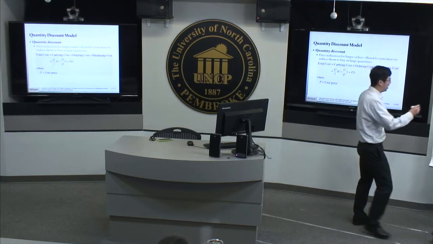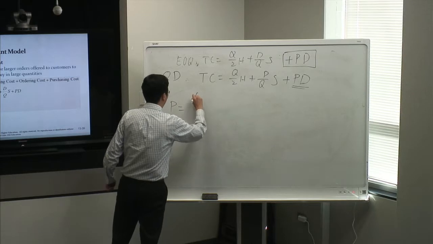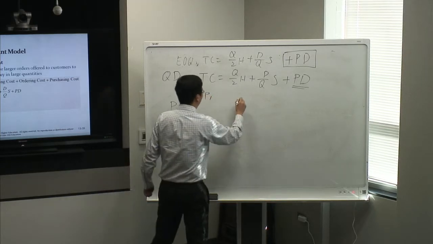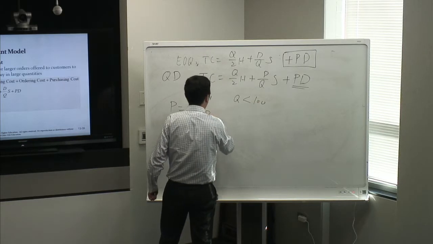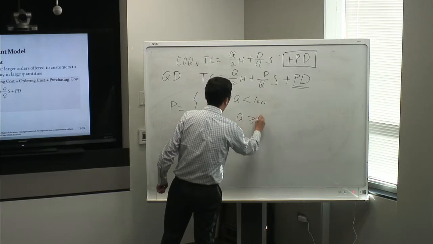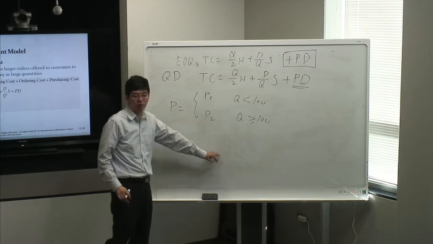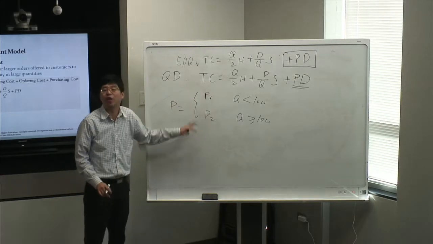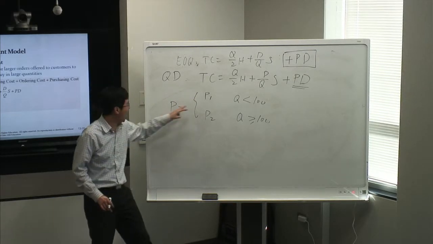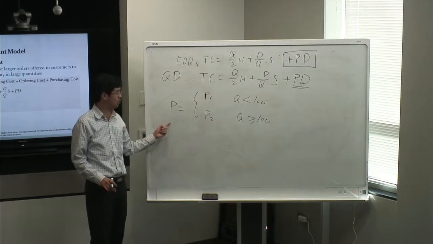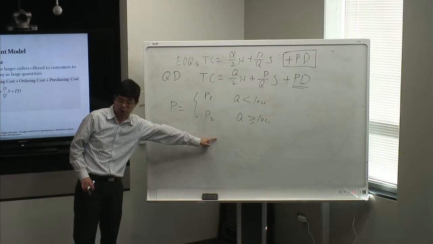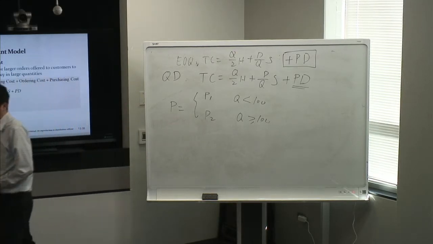Usually P equals P1 if Q is less than some quantity, like say 100, and P equals P2 if Q is greater than or equal to 100. So P is a function of Q. Even the form is like this. It's really hard to say we plug this form into this function, but you understand this is a function, right? P is related to Q.